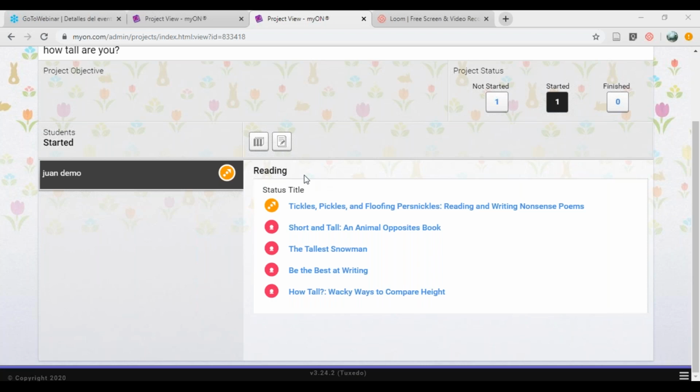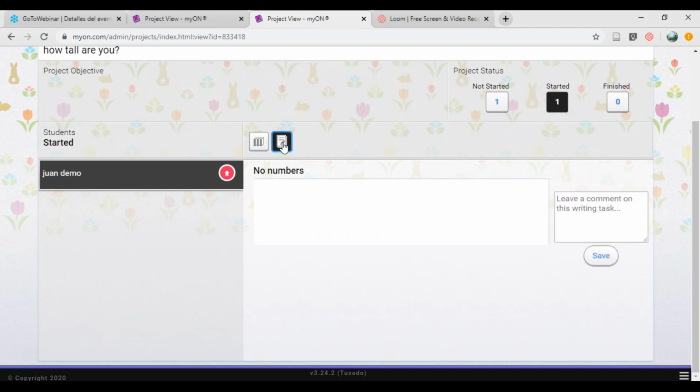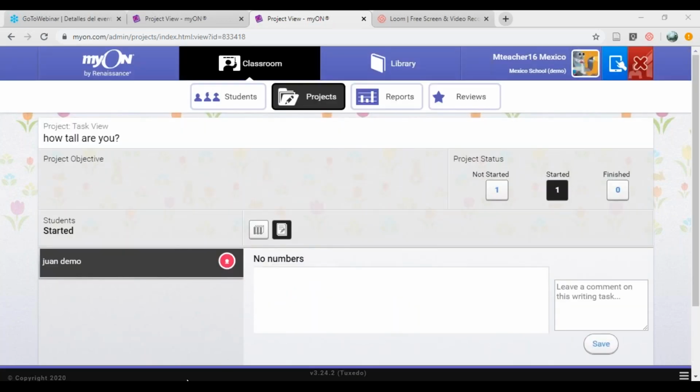If I want to make this even more challenging, I could ask my students to write a poem about it. But first, let's see what the task is about. No numbers. The task, what I ask them to do, is to write without using numbers. They have to write how tall they are. So the question is, how tall are you, without using any numbers?